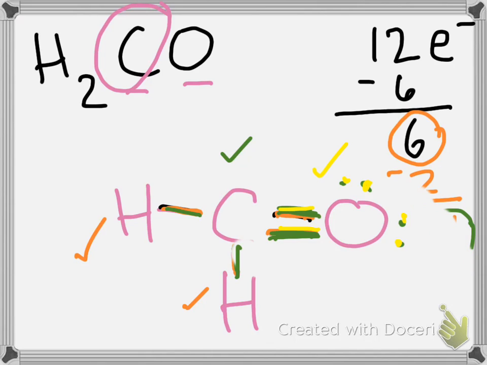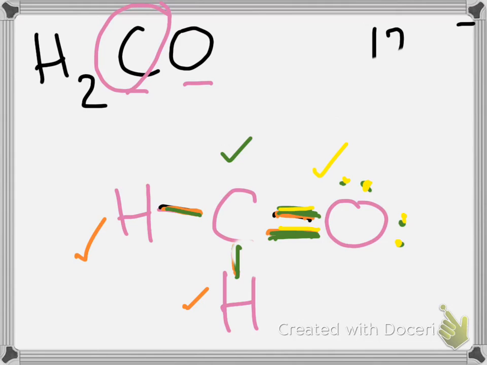Let's just double check that this structure is correct. So each of our elements are stable. We've checked that. Hydrogen has 2, carbon has 8, oxygen has 8. So that's awesome. We only had a total of 12 electrons. Let's just make sure that we stuck with it. So we have 2, 4, 6, 8, 9, 10, 11, 12. So this will be our final structure.